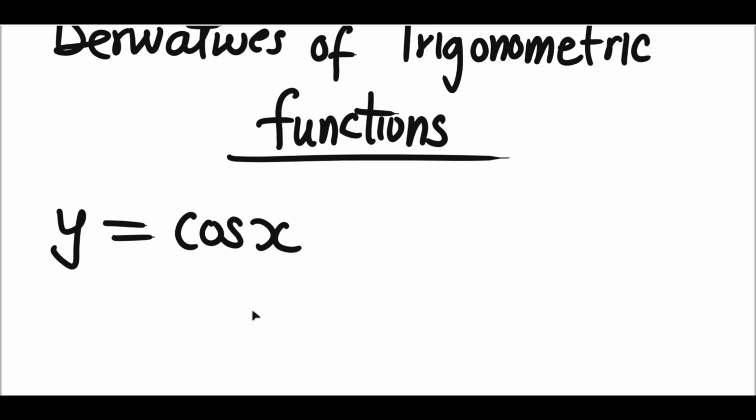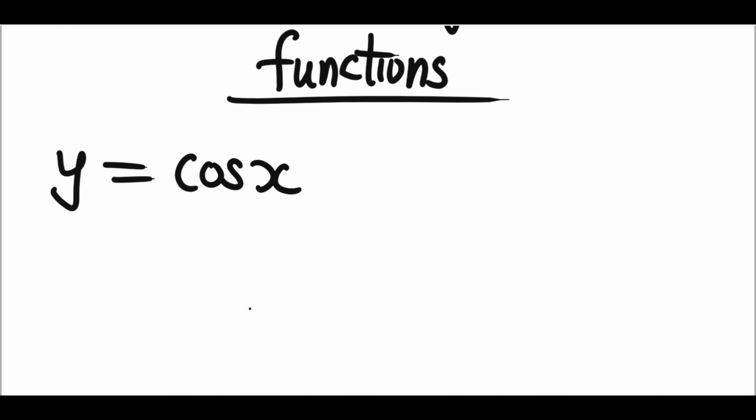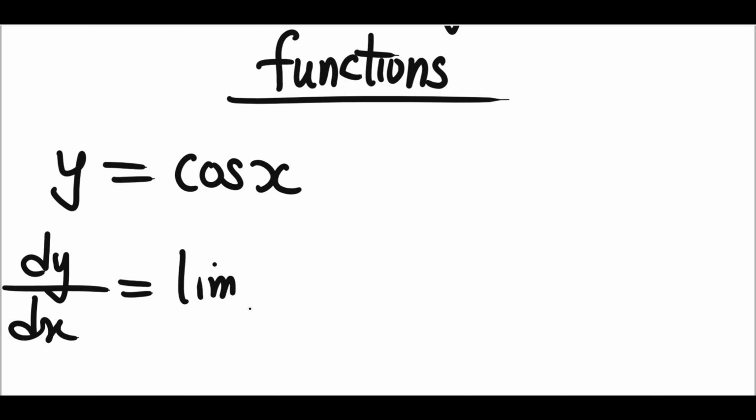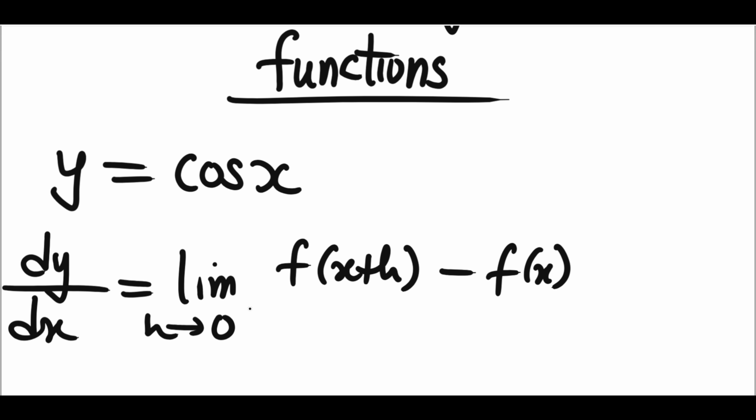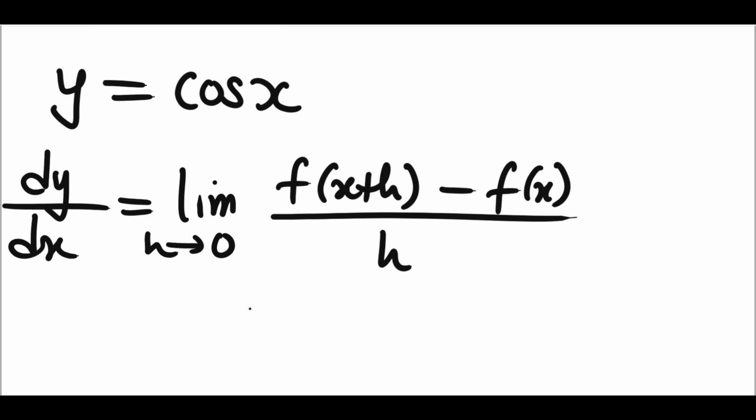Alright, so we are going to use the first principles method to find the derivative of the function y = cos x. We know our formula to be dy/dx is equal to the limit as the small change, which is h, approaches 0 of [f(x + h) − f(x)] all divided by h, the small change in x.